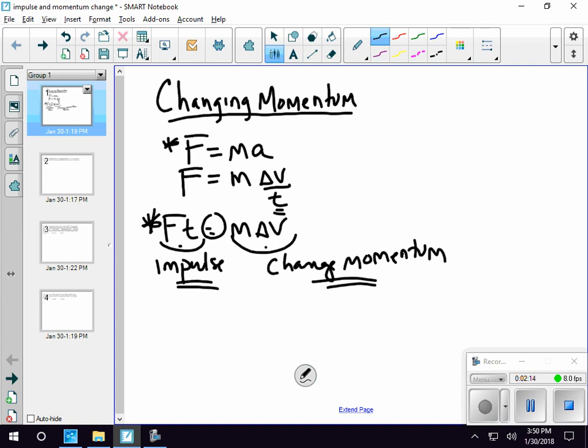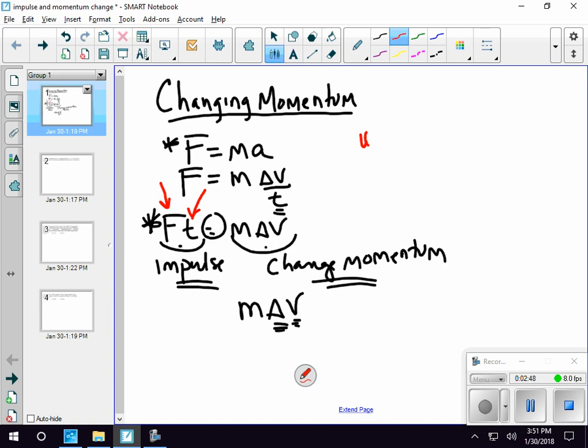Okay? So how do you change an object's momentum? Well, you could change the mass, but that's highly unlikely. More likely is that you are going to change the object's speed, which is what he's referring to here. How do you do that? Well, you apply a force over a period of time, and it will change the object's momentum. And that's really all this is referring to, but it is a really handy little formula that we are going to get to use.